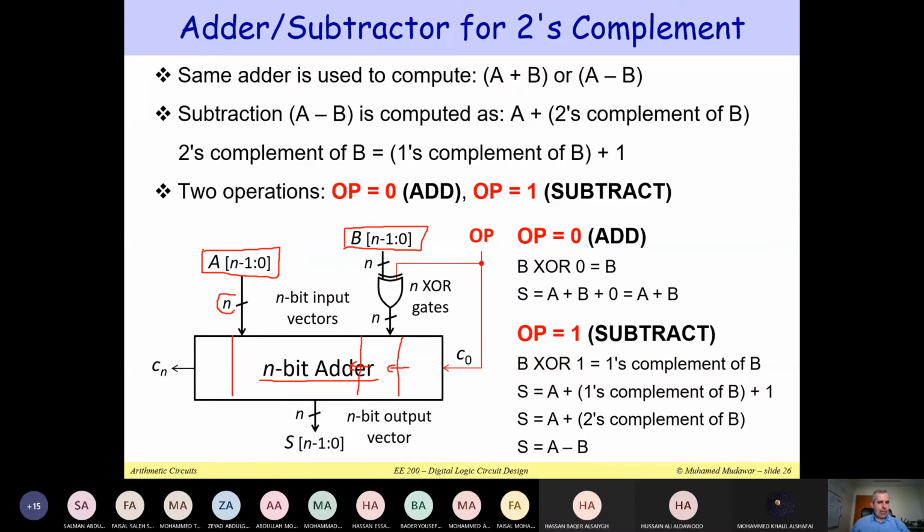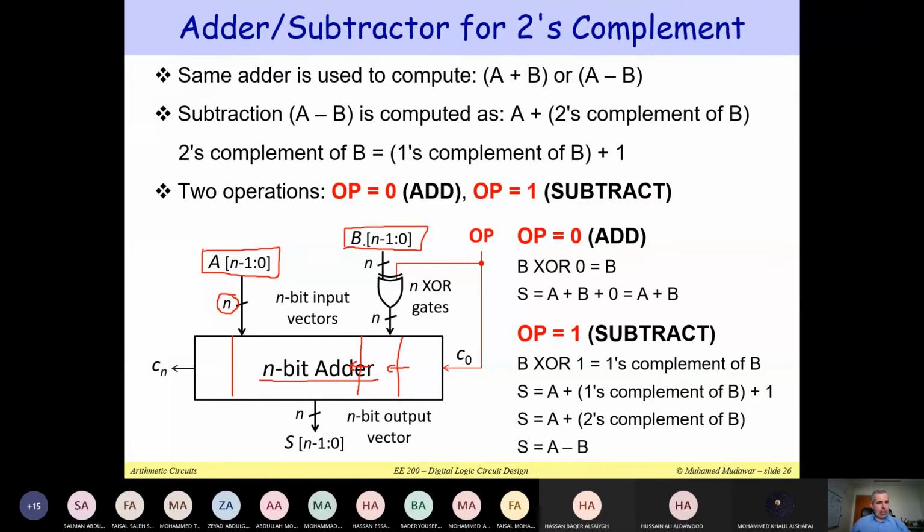Notice that I'm putting n here, and I'm drawing it on the arrow indicating that this is not just a single bit, it's actually n bits. In drawings, people use this to indicate that my input A consists of n bits, and it is a bit vector. It's called a bit vector. The same thing for B. So I would like to add n bits plus n bits, okay?